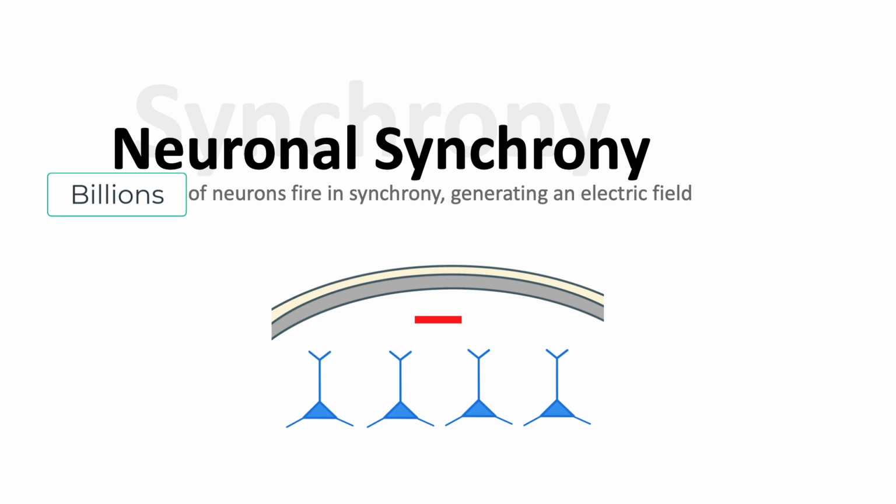Of the approximately 100 billion neurons in the brain, each may have thousands of synapses. So even though the electrical field of each one is small, they add up greatly.